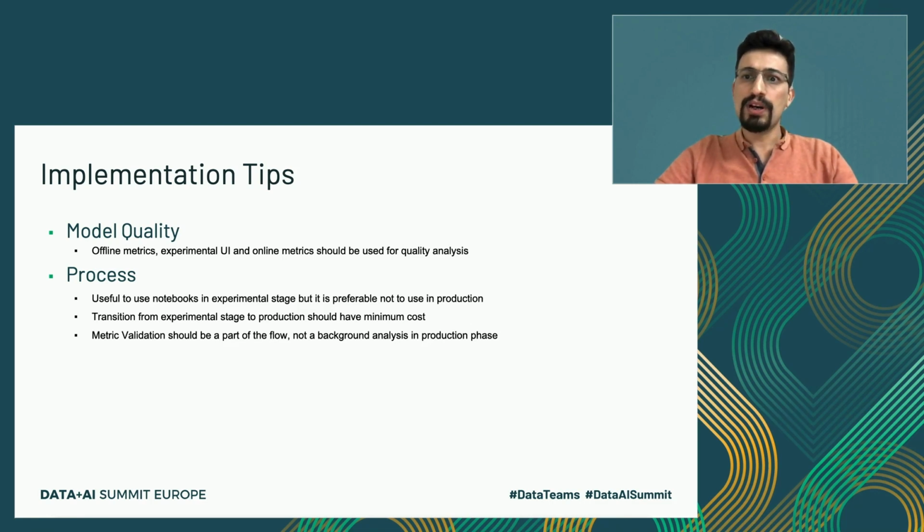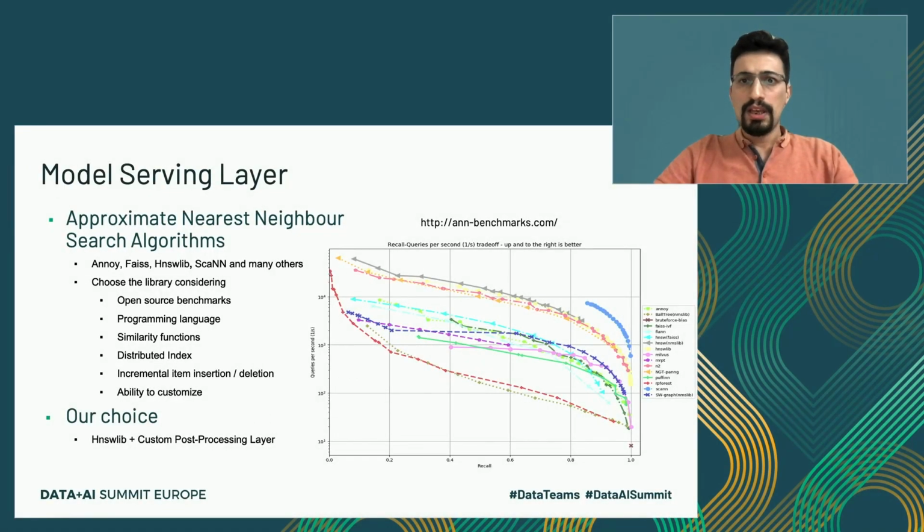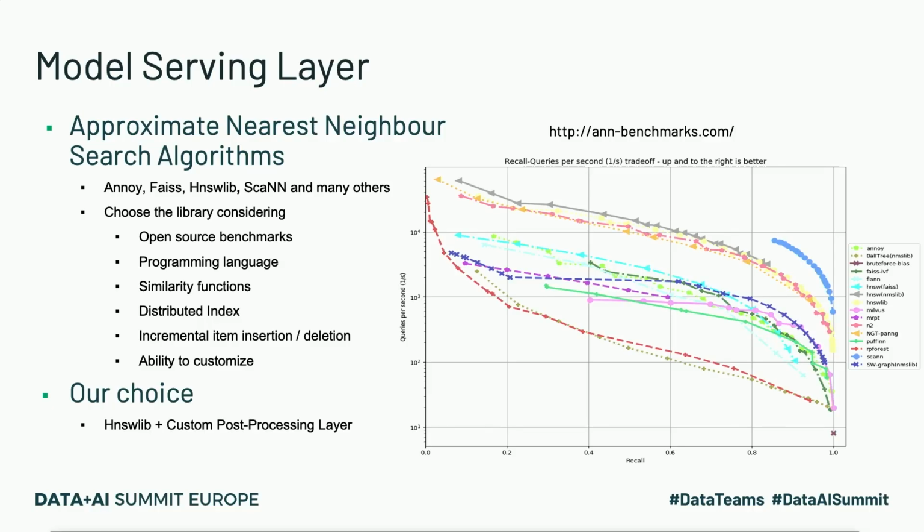Experimental UI provides examination with the human eye and makes it possible to decide about the filtering parameters. Online metrics are measured after the production phase to see the real effect of the work done. We use nearest neighbor algorithm to create KNN index. Thanks to this KNN index, we can query over it and generate recommendations.